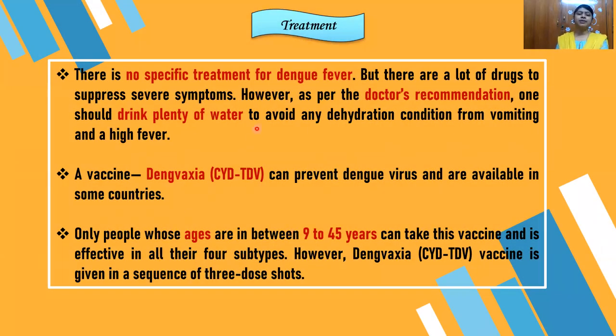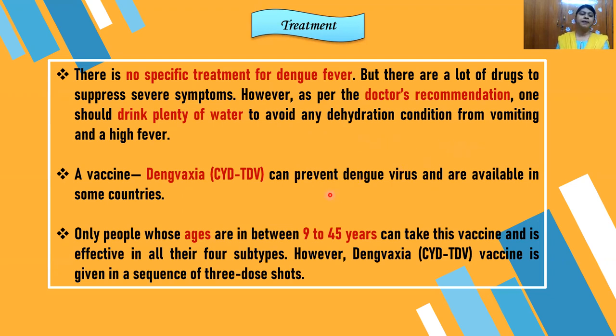Talking about treatment for dengue, there are no specific treatments available for dengue. But there are a lot of medicines which can be prescribed in order to suppress the severe signs and symptoms that a patient is displaying. One of the most important recommendations from the doctor is to drink plenty of water. This is to avoid dehydration, which is observed because of persistent vomiting and high fever.